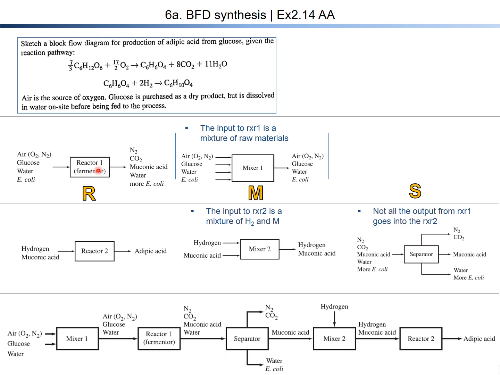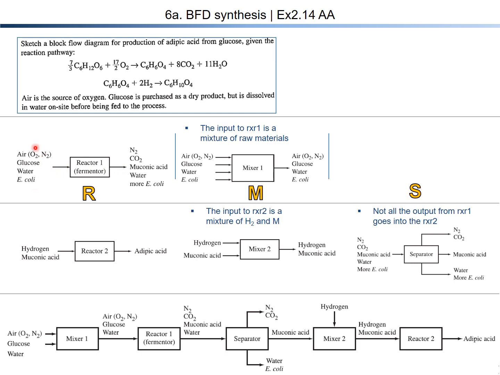And then the output stream would have nitrogen, because nitrogen is unreacted, and carbon dioxide from reaction 1, and muconic acid from reaction 1, and water from reaction 1, and more E. coli. This is the first reactor, reactor 1.